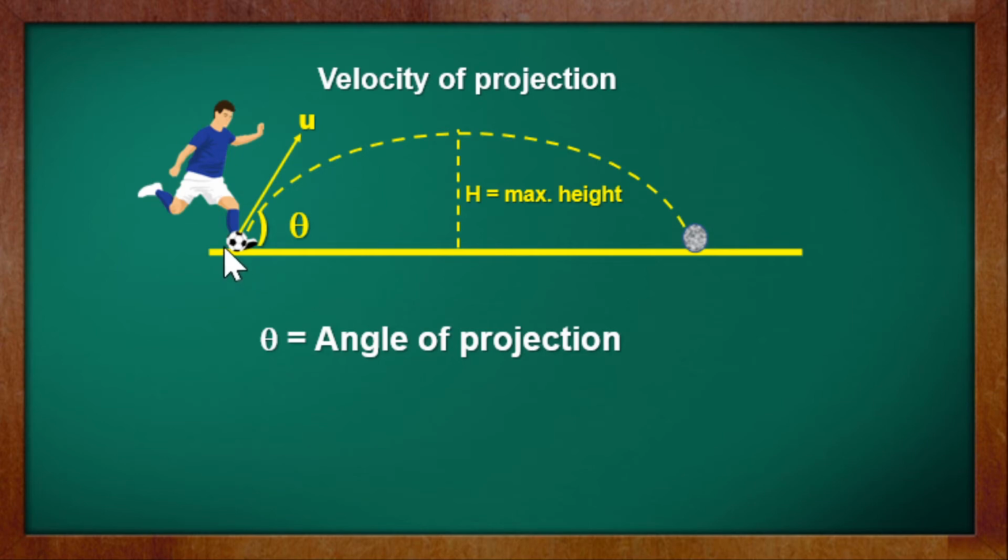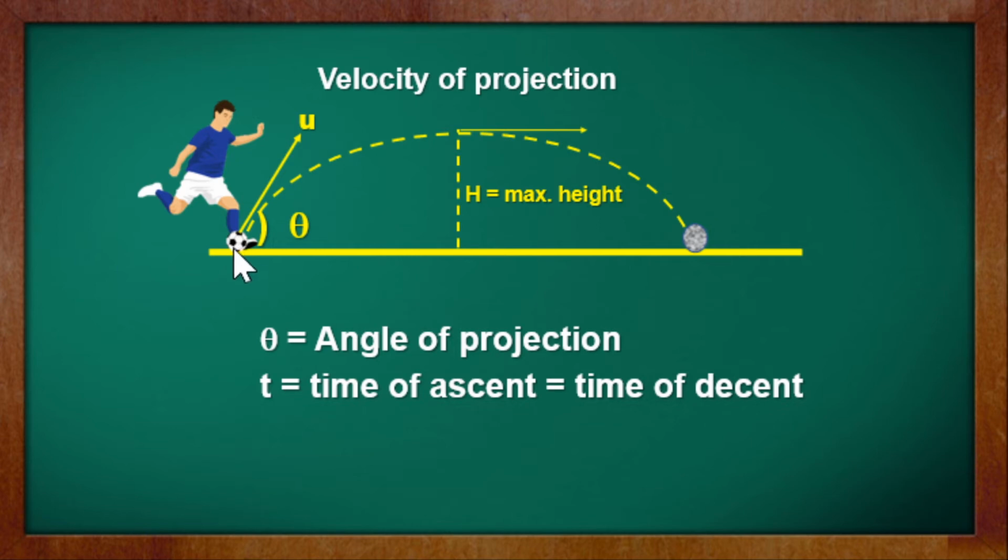Now, as the projectile is projected, it reaches a certain height here, and that is the maximum height reached by the projectile. So, what is maximum height? It is the height at which the velocity of projection is horizontal. You can see here, when the projectile reaches here, its velocity is exactly horizontal, and that height is called the maximum height. So, the maximum height is the height of the projectile at which the velocity of the projection is horizontal.